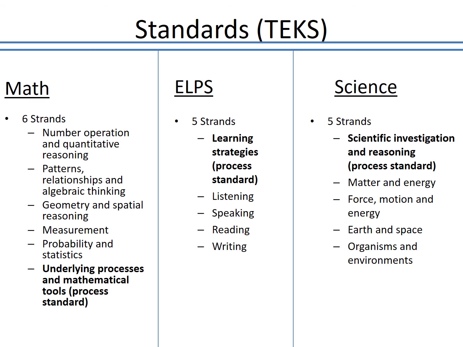Let's look at the ELPs. You can see that the ELPs has 5 strands. We have our listening, speaking, reading, and writing, and our learning strategies. Those are our process standards when we're looking at the ELPs that increase the rigor in the classroom.